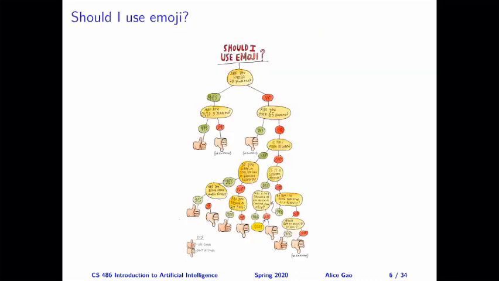The third decision tree, which I thought was really fun, is about whether I should use an emoji in a conversation. Some of the criteria are how old you are, whether this is a work-related scenario or not, and whether you are trying to get fired from your job or not. Again, you can spend some time to see if the answer you get from this decision tree makes sense or not.